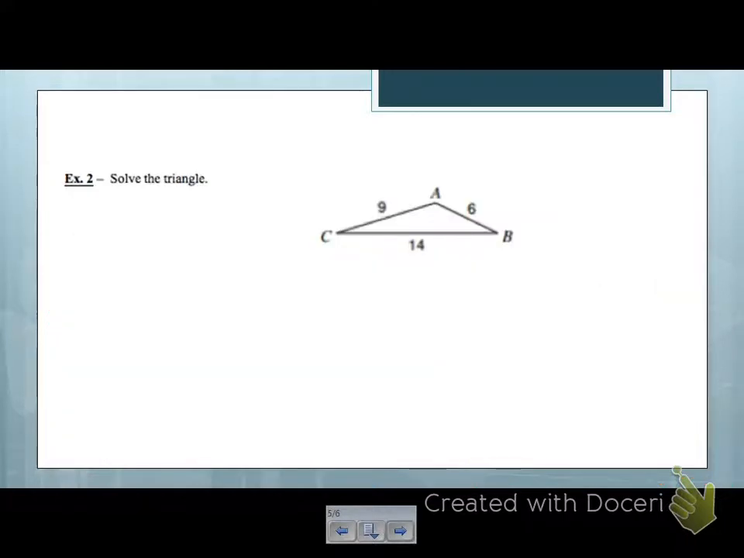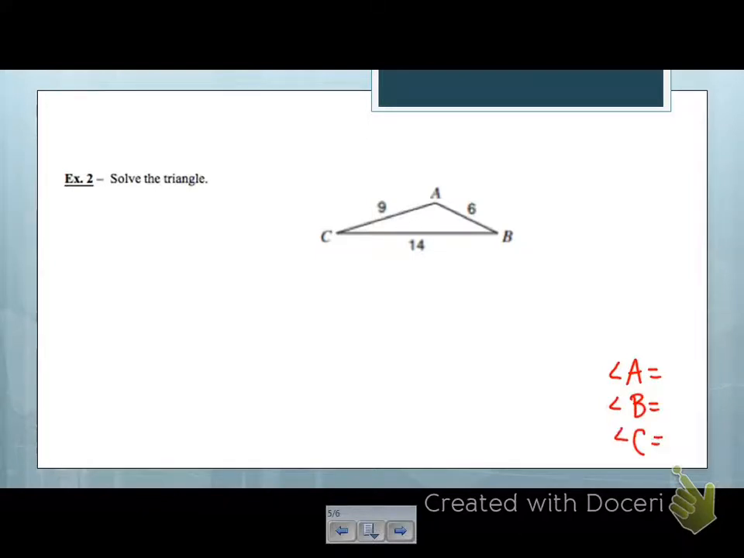Okay, example 2 says to solve the triangle. So let's start by setting up and choosing the formula that we're going to use. This triangle is named triangle ABC, and we're given 3 side lengths. So because we want to solve this, we need to find all 3 angles. So we need to find angle A, angle B, and angle C.